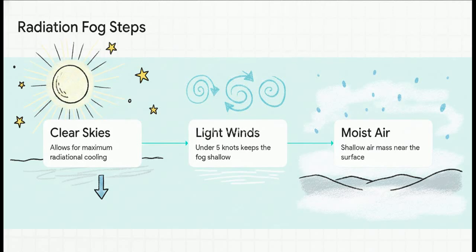This strikes when 3 specific conditions align. First, you need clear skies for maximum radiational cooling of the ground at night. Second, light winds, ideally under 5 knots. That keeps the fog shallow but stops it from just blowing away completely. And third, a moist, shallow air mass sitting right near the surface. Oh, and if you're in a valley or a low spot, the cold air drainage off the surrounding slopes makes this cooling way more intense. It creates this incredibly thick mountain valley fog that is just an absolute nightmare for VFR departures.